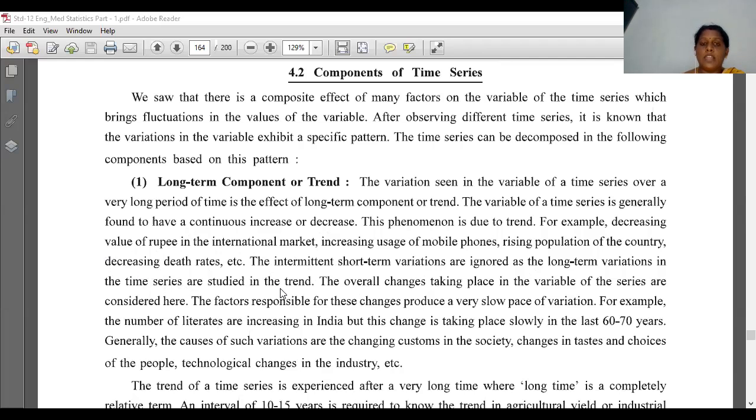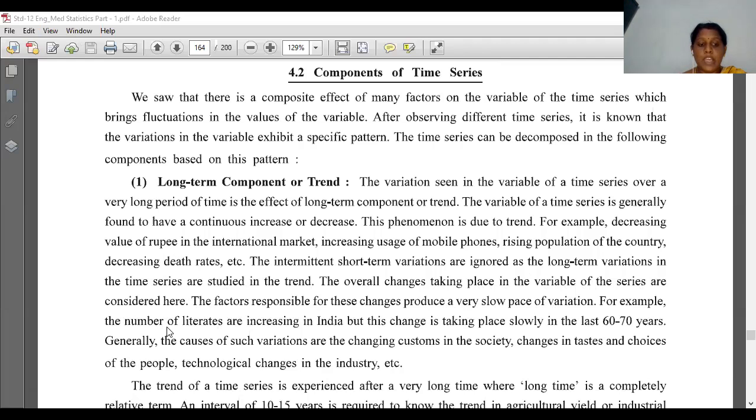In the trend line, in the time series trend, we are studying the long-term variations. In this chapter, we are studying the long-term variations. The overall changes taking place in the variable of the series are considered here. The factors responsible for these changes produce a very slow pace of variation.